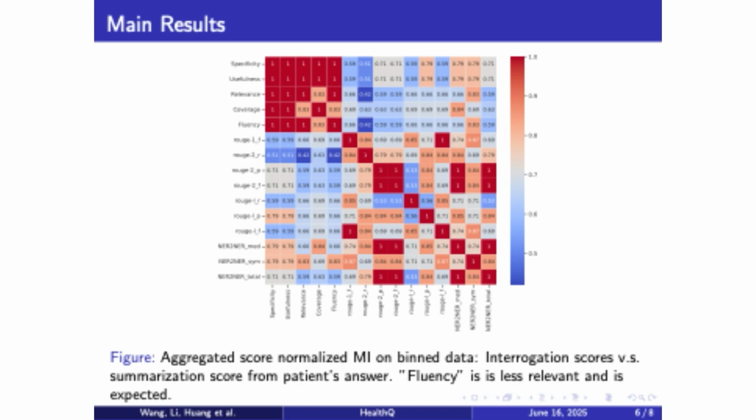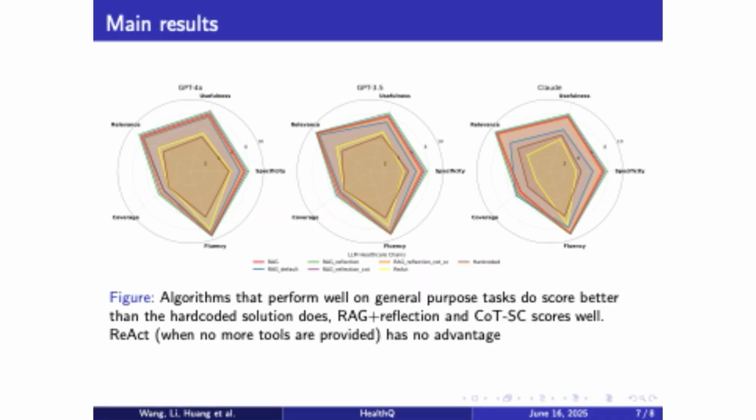And you could see on the bottom left corner, there's some mutual information between the LLM-as-a-judge criteria and the summarization-based criteria, which shows that it's consistent with both fields.